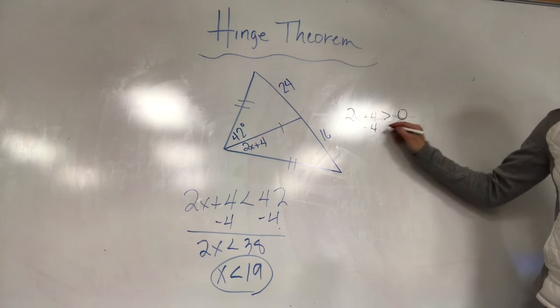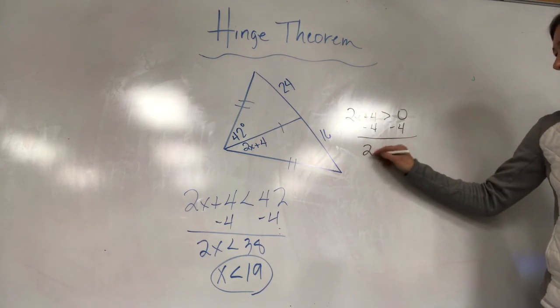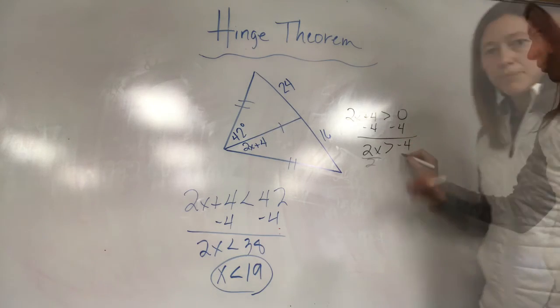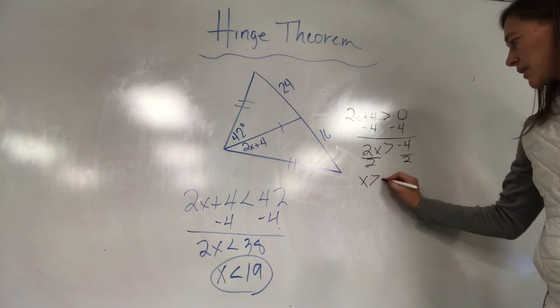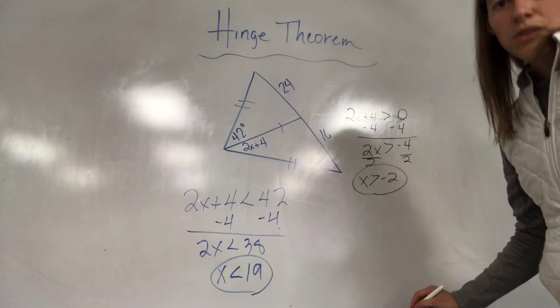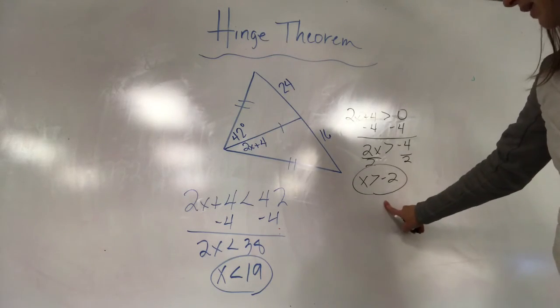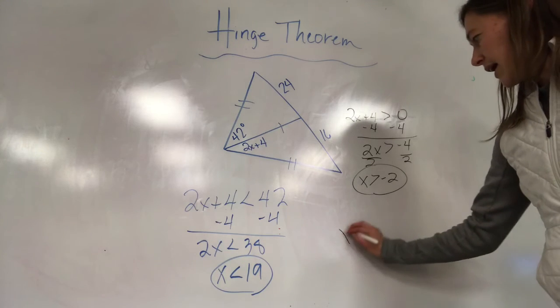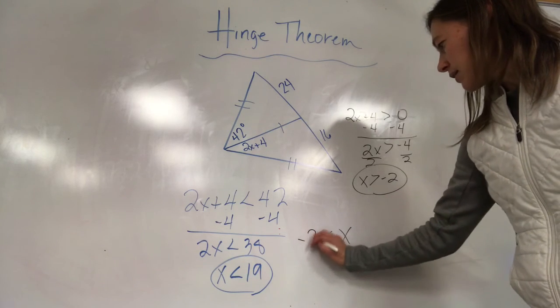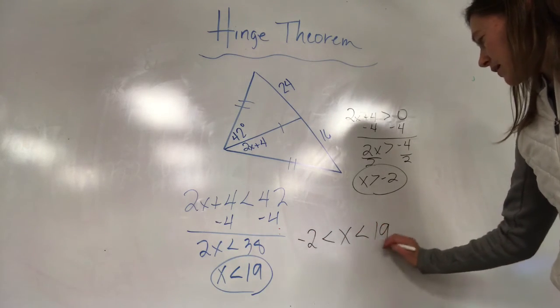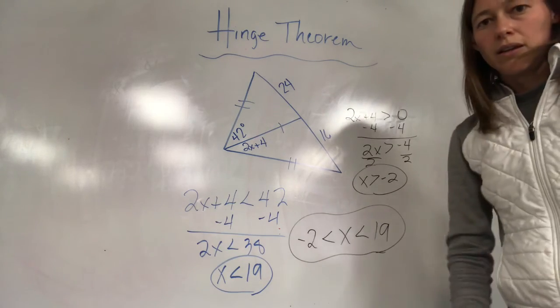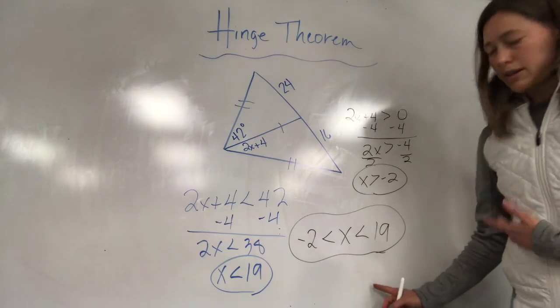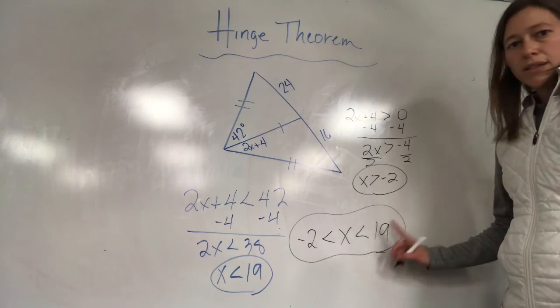So I'm going to subtract 4. I get 2x is greater than negative 4. Divided by 2, I get x is greater than negative 2. So x is going to be greater than negative 2, but also less than 19. And I can sandwich that x between the -2 and the 19 to make a compound inequality. So x has to be greater than -2 but less than 19.